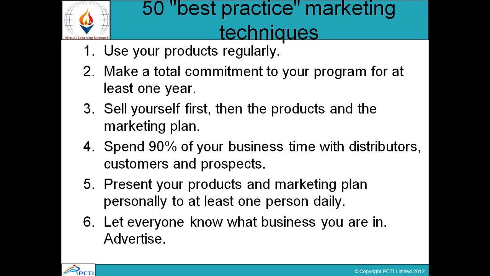Next best practice used in the marketing technique is to present your products and marketing plan personally to at least one person daily. आप अपने प्रोडक्ट को रोज एक नए पर्सन को हैंड ओवर कीजिए. This is a good technique of doing marketing. Let everyone know what business you are in. Advertisement. So it's a wonderful idea to present your products and marketing plan personally to at least one person daily.